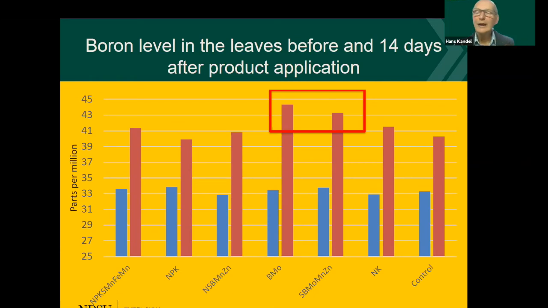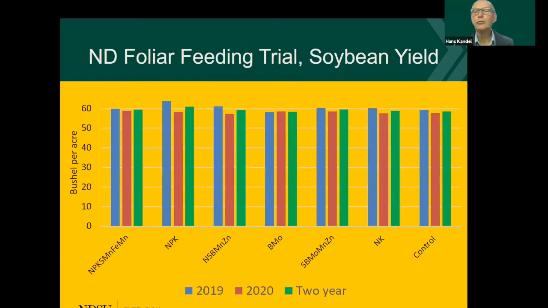But we can have a higher concentration of nutrients, but what counts is the yield. And here we are looking at yield for 2019 and 20 and the 2 years over all those products and the control, and you look at it, there is no significant difference in the treatments.